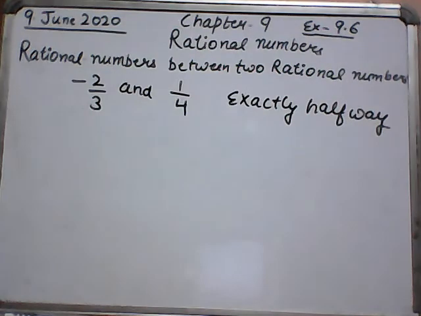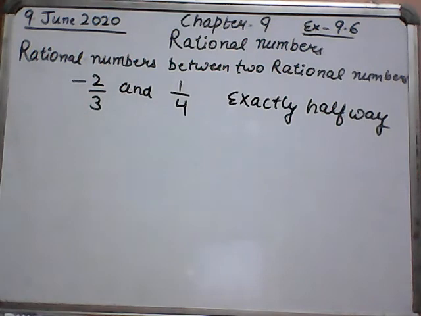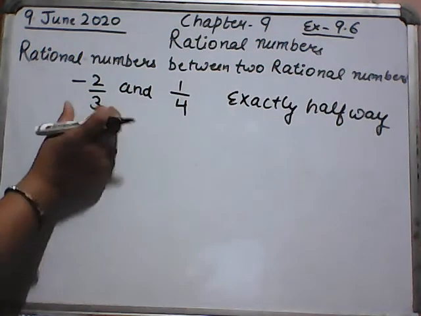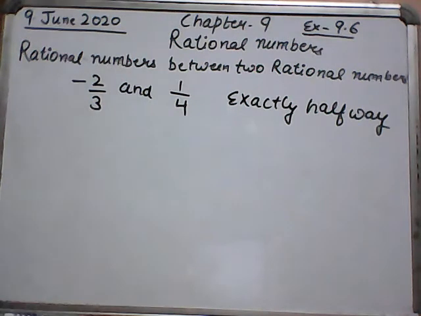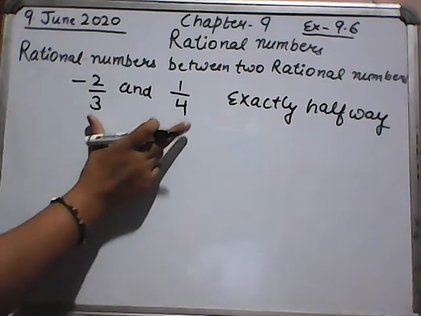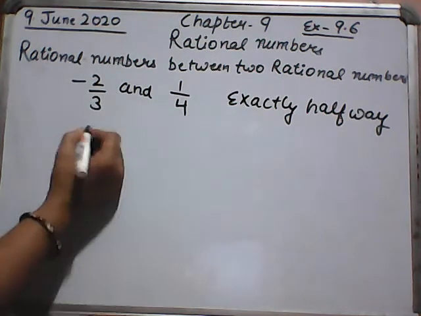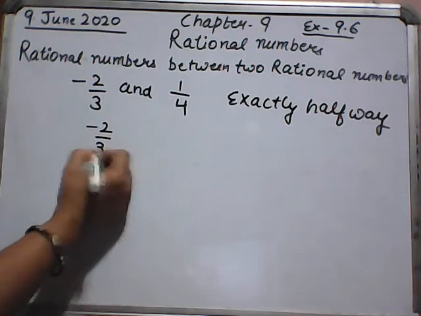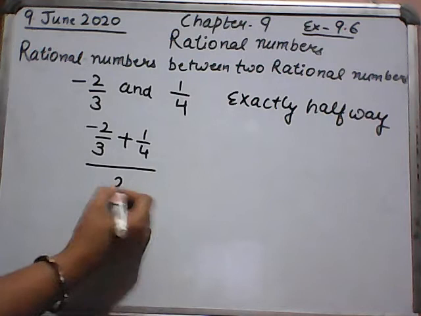To get a rational number exactly halfway between these two rational numbers, we simply determine their average. How can we find the average? Suppose this one is a, this number is b. How can we find the average of a and b? A plus b divided by 2. In this way, how can we find the average of two rational numbers? First rational number plus second rational number whole divided by 2.